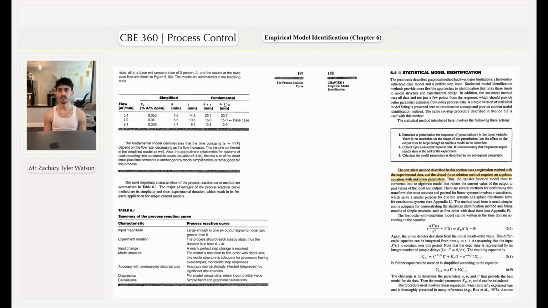The statistical method described in this section uses a regression method to fit the experimental data, and the closed-form solution method requires an algebraic equation with unknown parameters. So they're saying closed form. Does that imply that this regression method is an open form? Why do they say words like that? Thus, the transfer function model must be converted into an algebraic model that relates the current value of the output to past values of the input and output. There are several methods for performing this transformation.